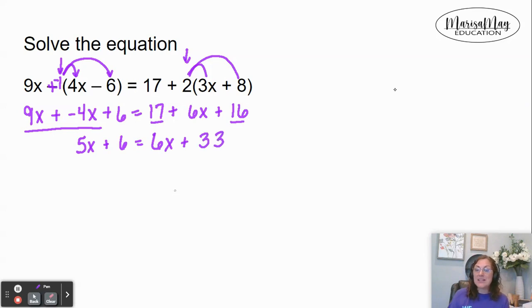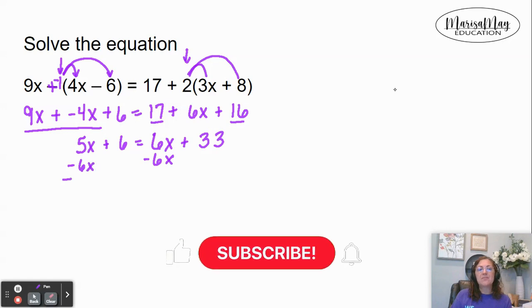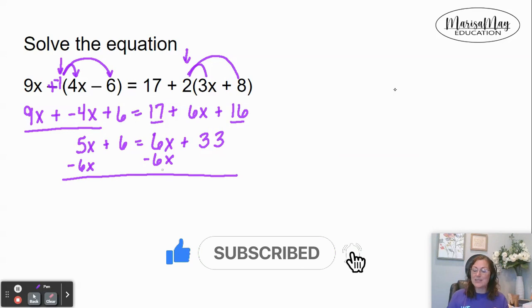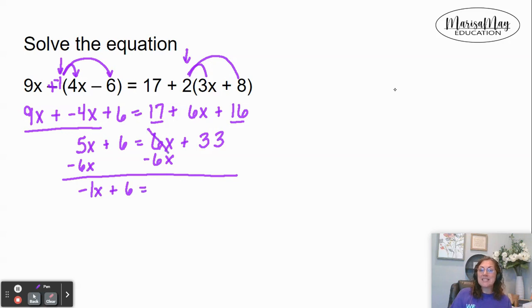All right, now that I've collected like terms, I've got to get all the variables on one side. So I'm going to subtract the 6x from both sides. You'll notice that I lined that up underneath the 5x. So 5x minus 6x would give me -1x plus 6. My 6x's cancel out, and I'm left with 33 over there.